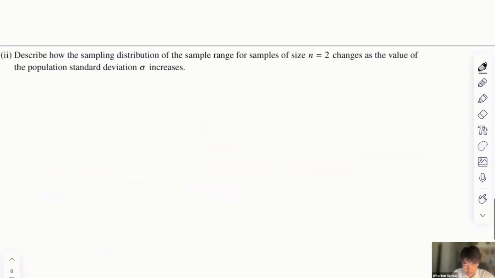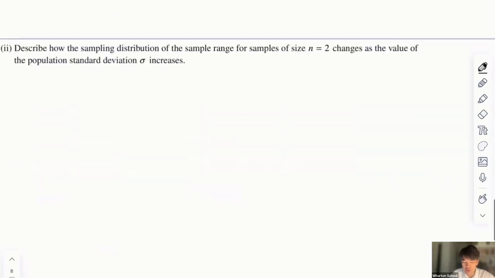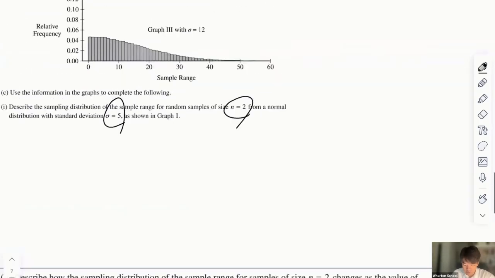And the next question asks: describe how the sampling distribution of a sample range for samples of n equals 2 changes as the value of the population standard deviation increases. Okay, so what can we say about this? Let's look at the graph again.